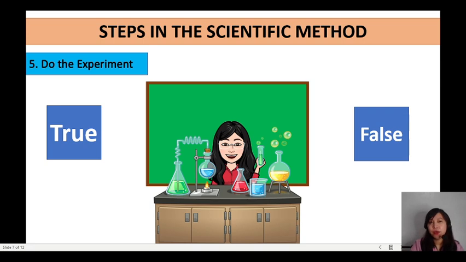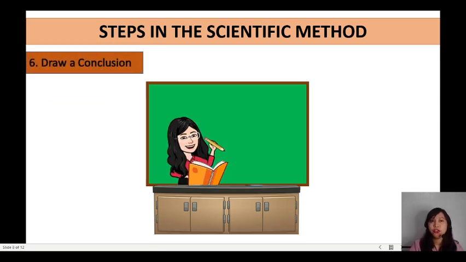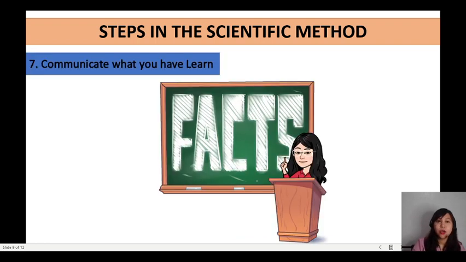Then, after doing some experimentation, you may now analyze your data. And then, after that, you may draw a conclusion based on the results of your experimentation. Now, the results may be aligned with your hypothesis, or may be partially aligned, or sometimes not. Okay? And then after making your conclusion, you may now communicate what you have learned or share your knowledge. So those are the steps in the scientific method.